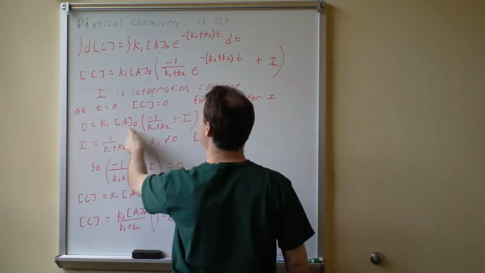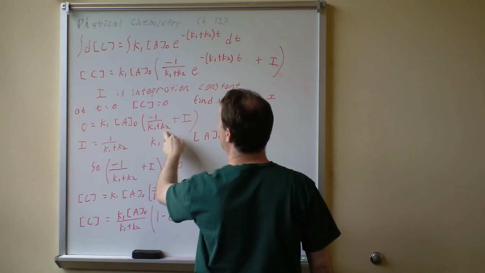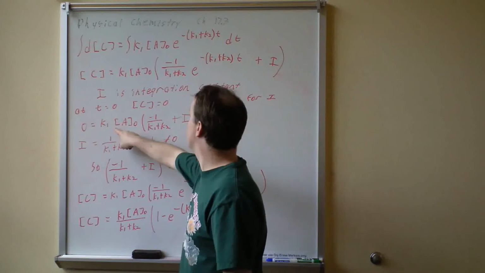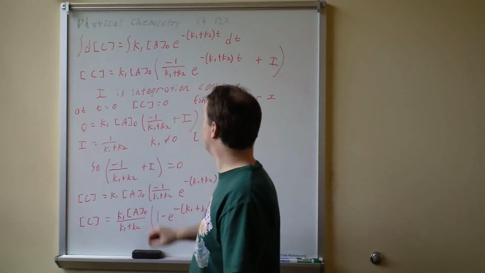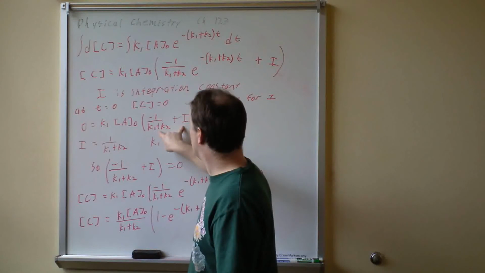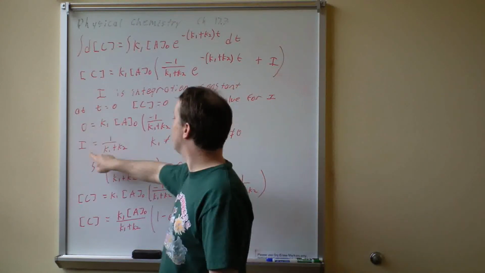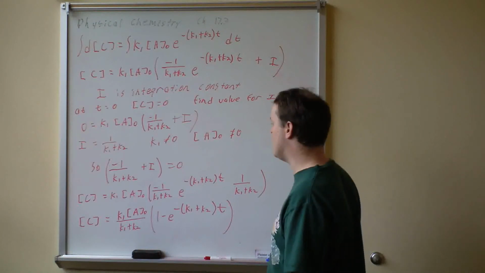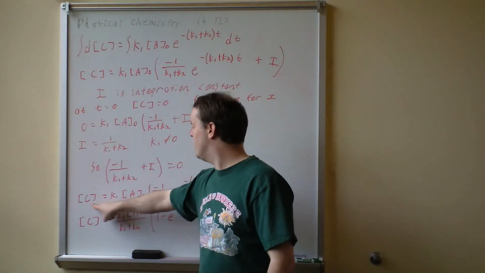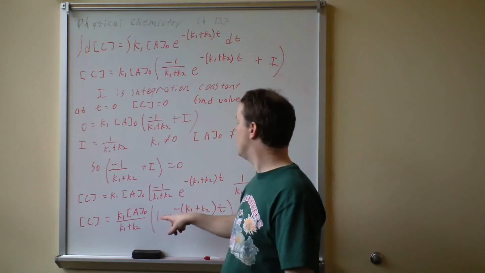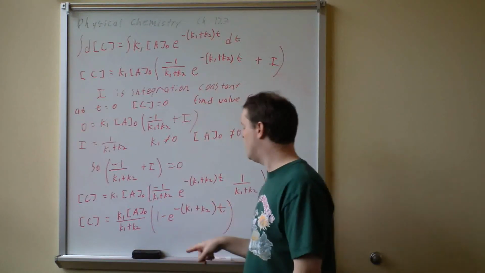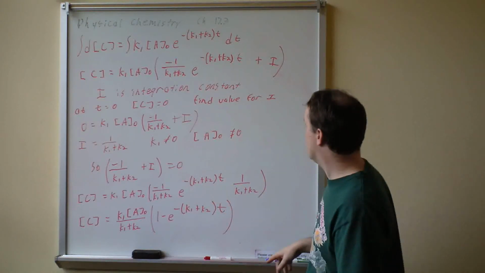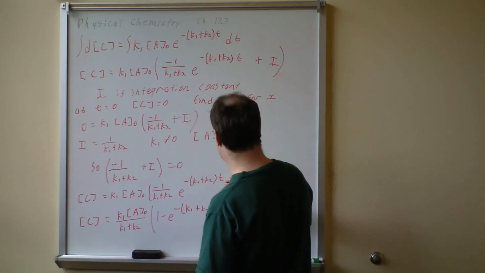So we get 0 is equal to K1 times A naught times (minus 1 over K1 plus K2) plus I. So we know that K1 is not equal to 0, and we know that A naught is not equal to 0. Therefore, this other term here must be equal to 0. So solving for that, we get I is equal to 1 over (K1 plus K2). So the concentration of C is equal to K1 times A naught times minus 1 over (K1 plus K2) times e to the minus (K1 plus K2)t. And then, this should be plus our constant I.